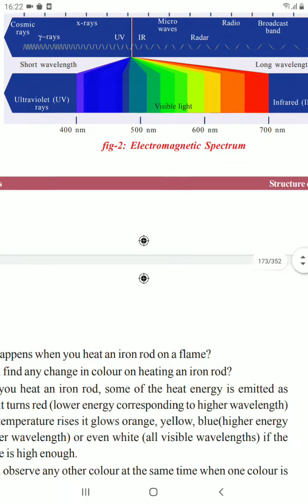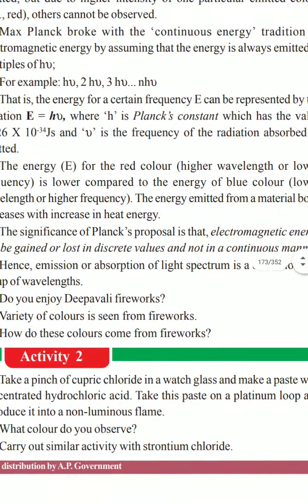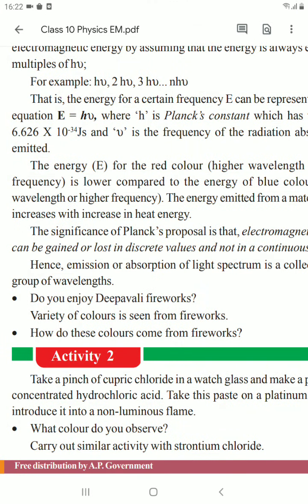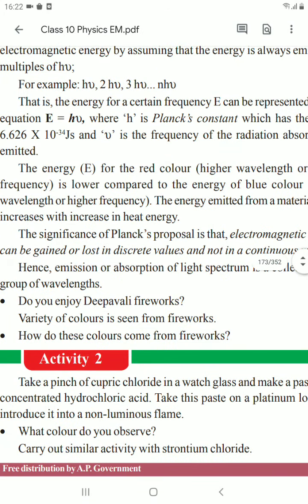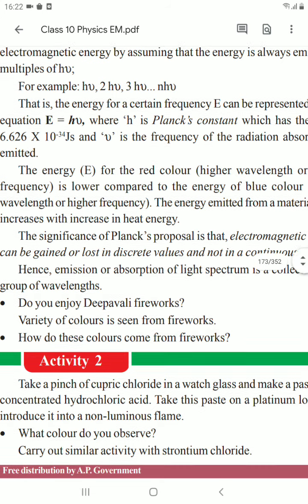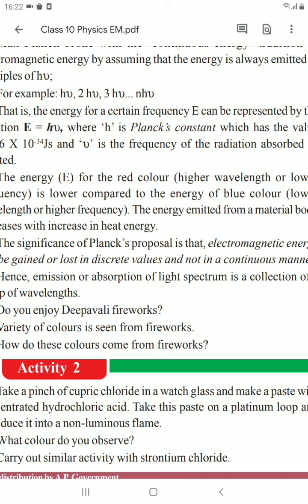So, the significance of Planck's theory. What is Planck's theory? See here, children, the significance of Planck's proposal is that electromagnetic energy can be gained or lost in discrete values and not in a continuous manner. So whatever the heat energy and light energy gained or lost from the object, it should always be in discrete values and not in a continuous manner.